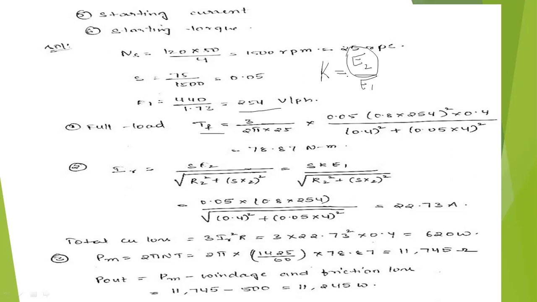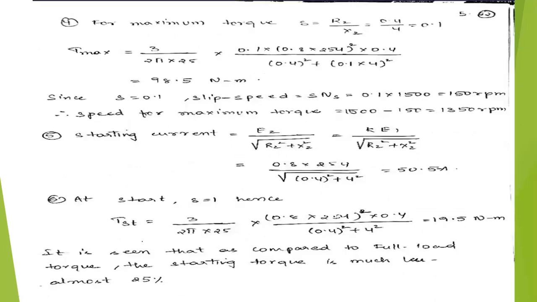Torque at full load is s into E2 square R2, so we have to write the formula for E2. E2 is equal to K into E1. Okay, so K is 0.8 and E1 is 254. So (0.8 into 254) whole square into R2. R2 is given as 0.4, divided by R2 square, R2 is given as 0.4 whole square, plus s into X.